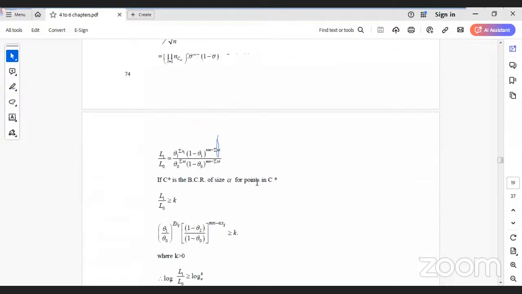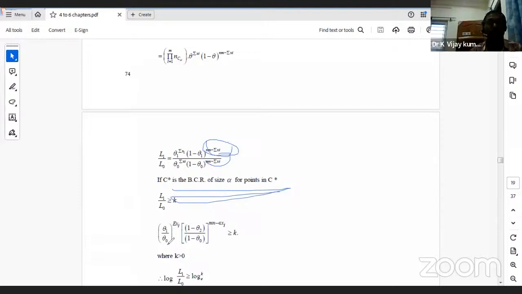So L1 by L0 we are taking here: theta 1 power summation of xi, 1 minus theta 1 power mn minus summation of xi, over the same with theta naught. Let C star be the BCR, the best critical region, of the points where L1 by L0 is greater than k. So (theta 1 by theta naught) power summation of xi, (1 minus theta 1 by 1 minus theta naught) power mn minus summation of xi, is greater than or equal to k we are taking here.